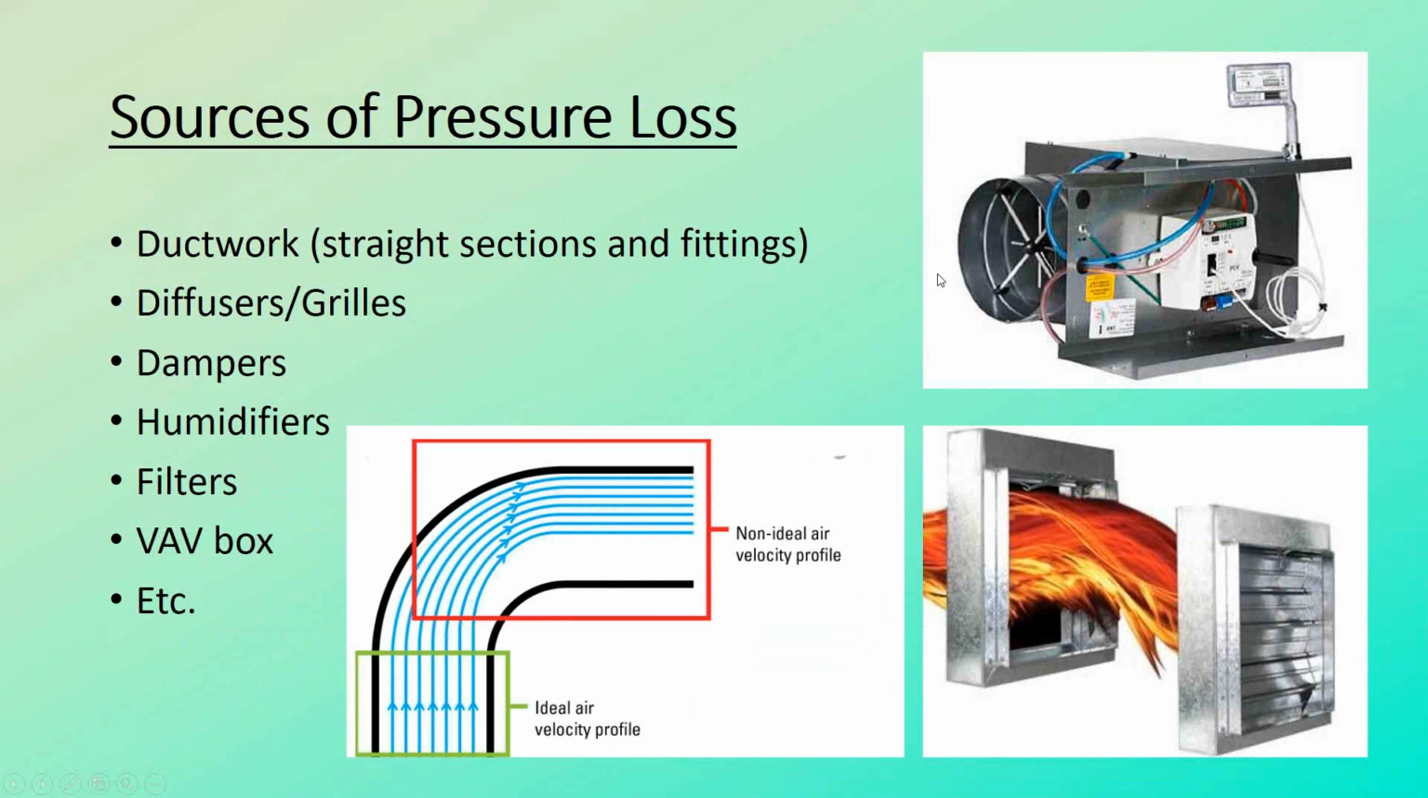So we're going to take pressure loss from a bunch of different sources: the ductwork itself, fittings, diffusers and grills, dampers, filters. And here's just a good look of, if air is coming around a corner on an elbow in ductwork, it's going to want to work its way to the outside of the duct. This is why a lot of times mitered elbows have turning vanes to help with the pressure loss going around this corner.